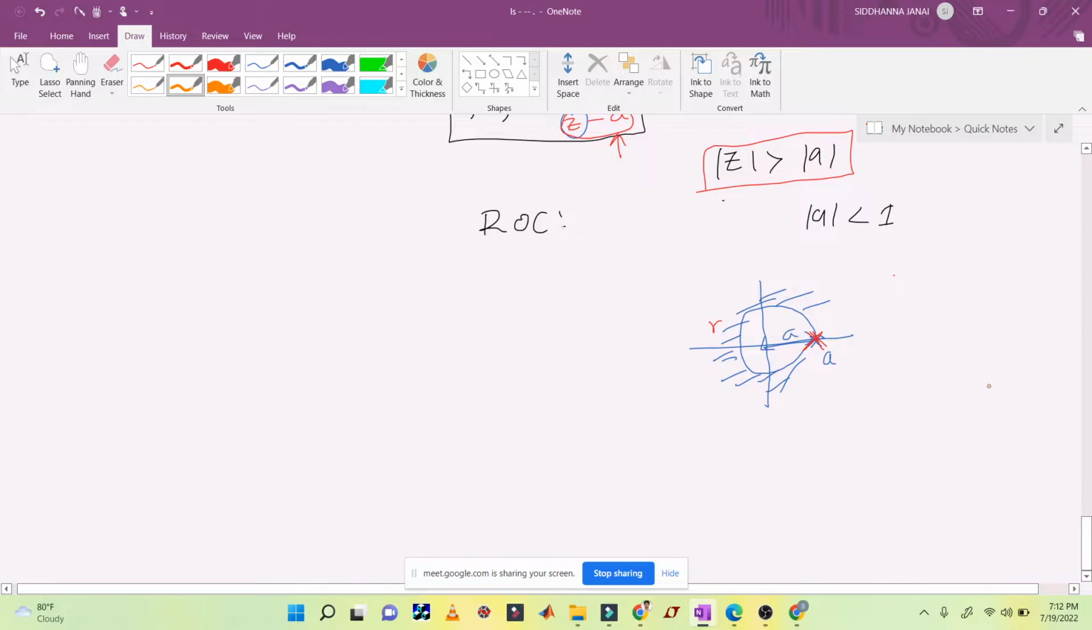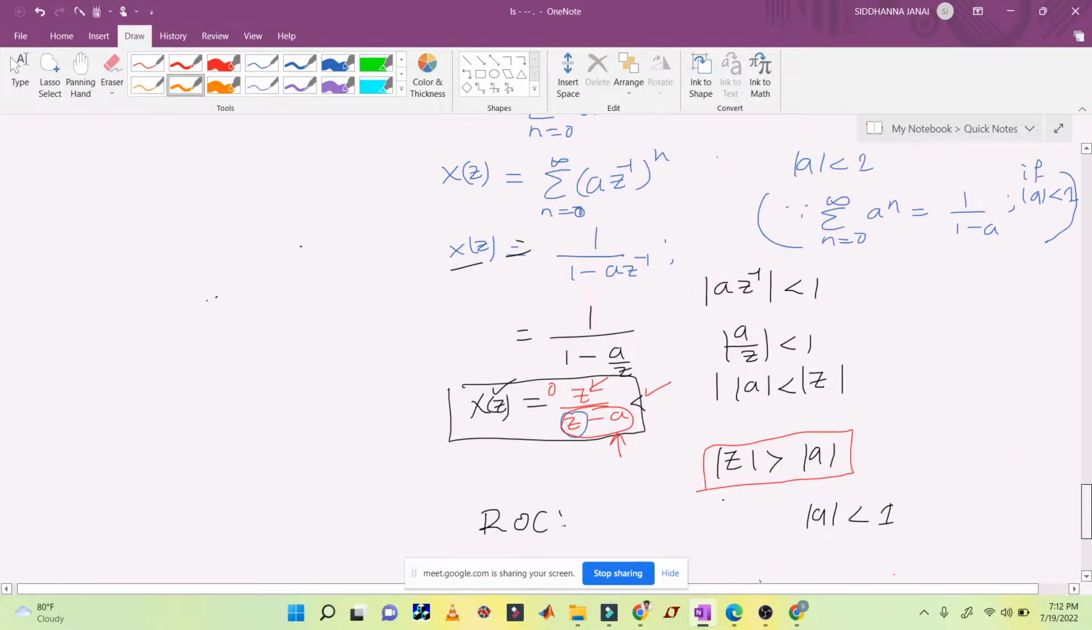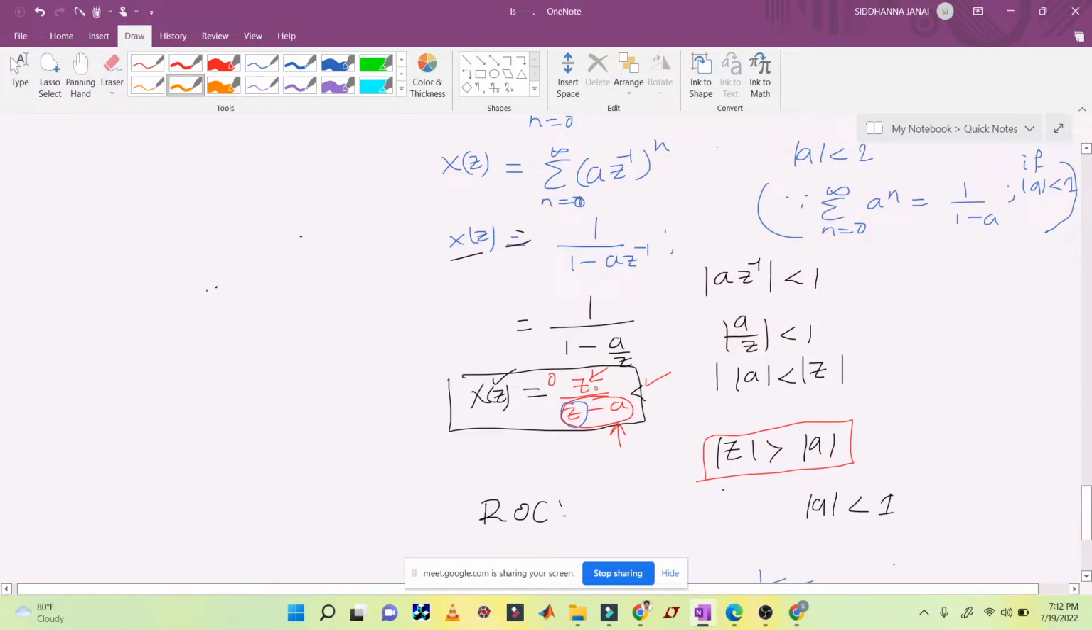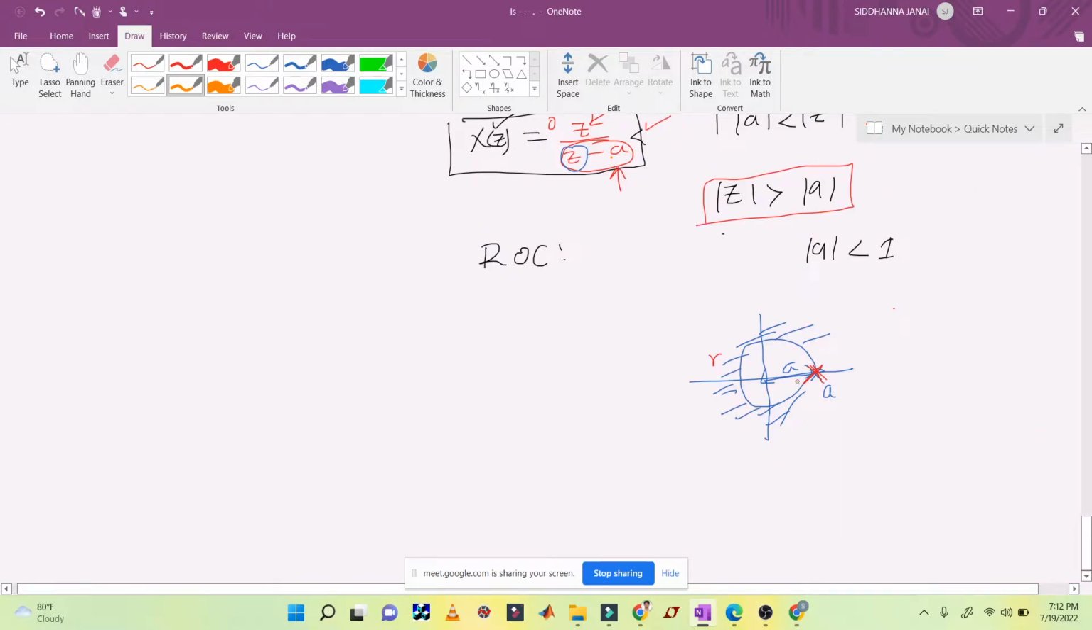Is that clear? So here for this one there is 1 zero and 1 pole. Zero at z is equal to 0. Zero is here, and the pole is here at A. Your ROC will be outside this A.